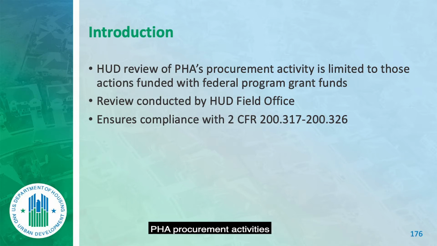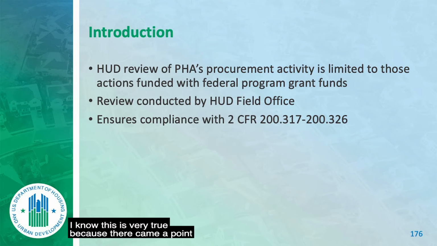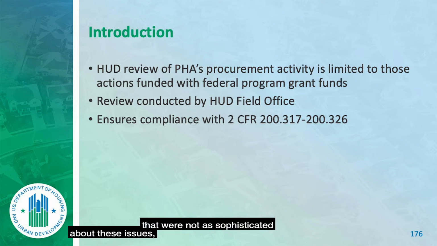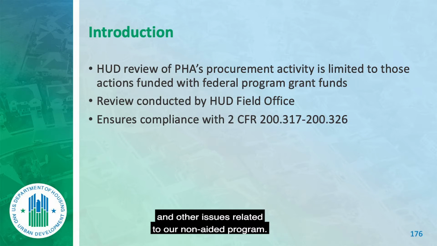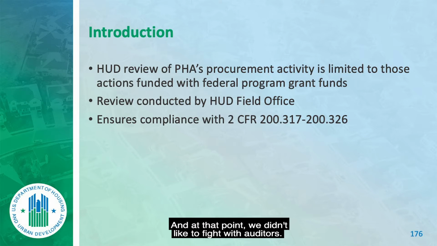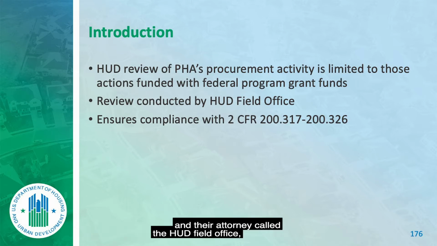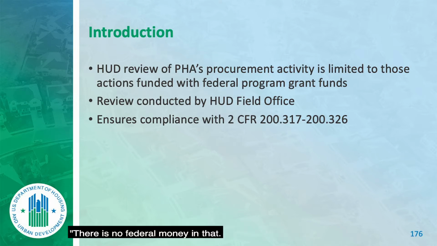HUD's review of your PHA procurement activities is limited to actions that are funded with federal money. I know this is very true because there came a point where I got some auditors, both HUD and OIG, that were not as sophisticated about these issues, and they demanded to see our books and other issues related to our non-aided program. At that point, we didn't like to fight with auditors. We had to draw a line. We told them, call your attorney. They said we don't need to, so our attorney called theirs, and their attorney called the HUD field office. He called them and said, no, there is no federal money in that. Move on.